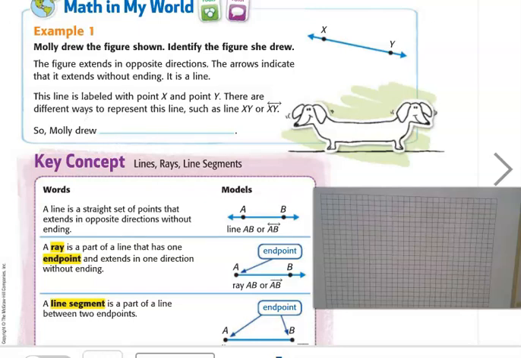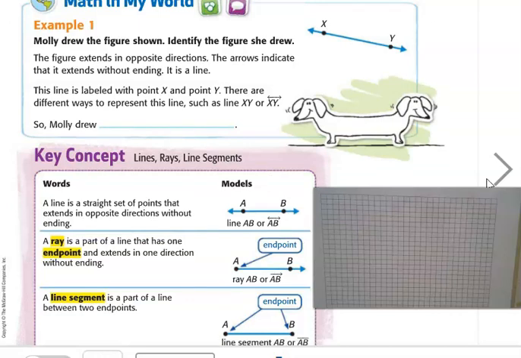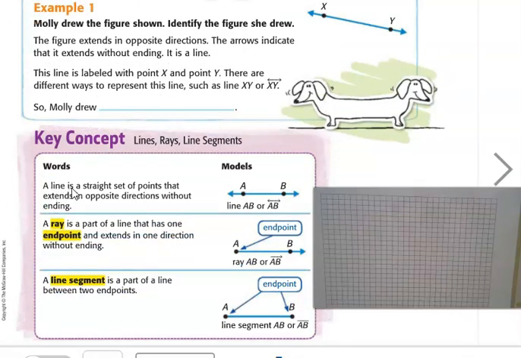Now, the purple box that has our key concepts. You may want to mark this page. A line is a straight set of points that extends in opposite directions without ending. So here's our model of a line. A ray is a part of a line that has one endpoint and extends in one direction without ending. So here's the endpoint, and the ray extends out and forever that way. So that makes a ray.